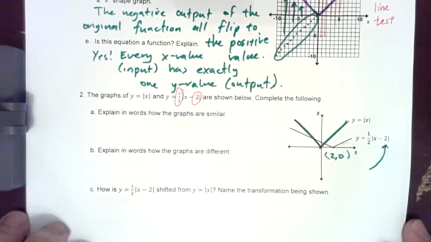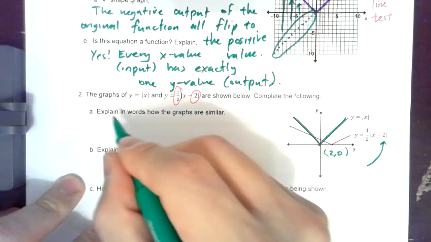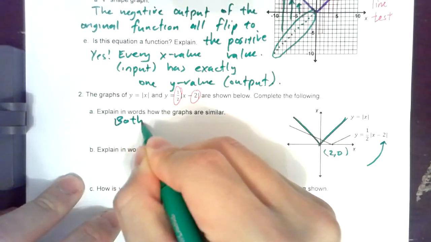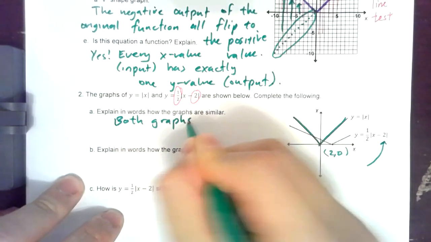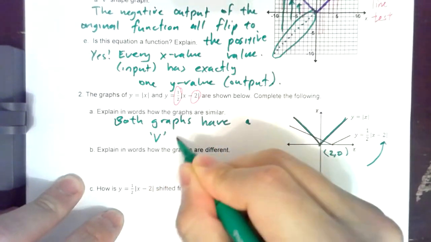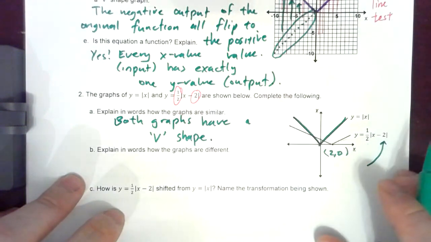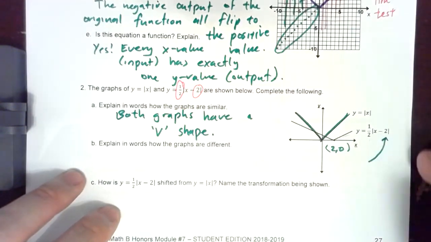So explain in words how the graphs are similar. I think it's obvious, class. Both graphs have a V shape because they are both absolute value functions. Now explain why they are different.